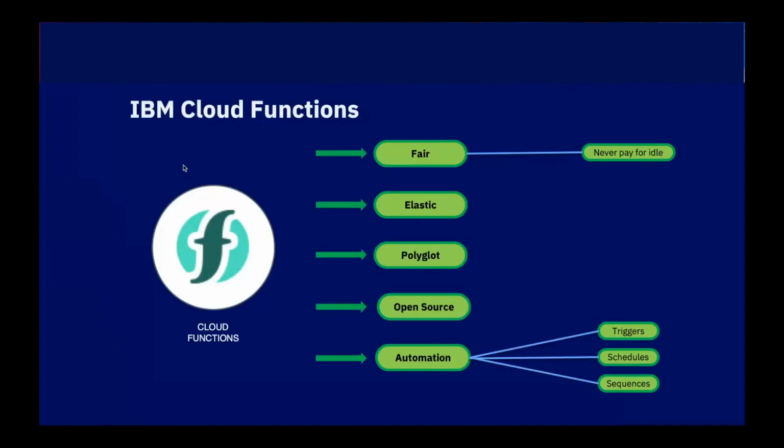But the key aspect that I want to focus on here for this section is this automation, which means if you have a Cloud Function, whatever way you have created or written it, what you can do with it is automate its execution in various ways. You can have triggers that are firing at certain events.